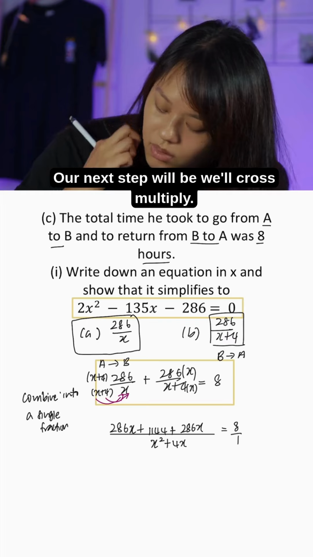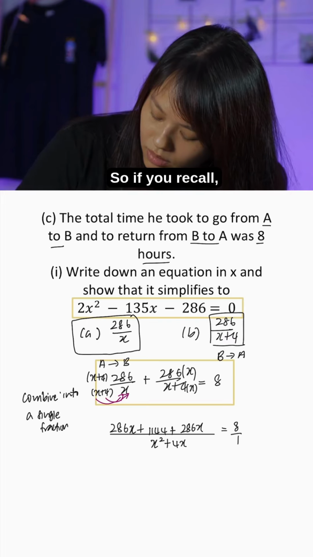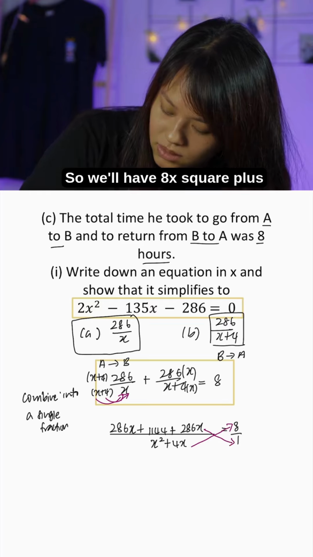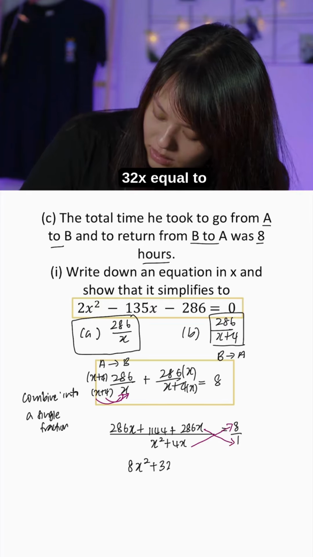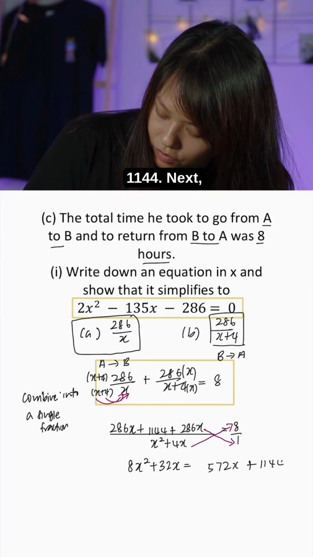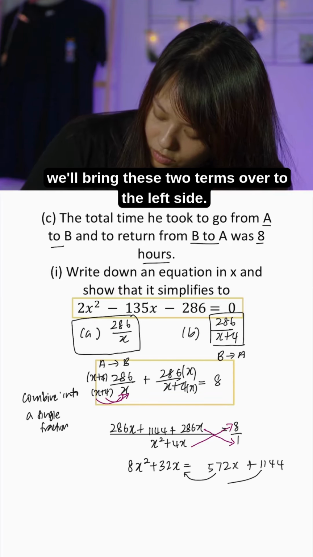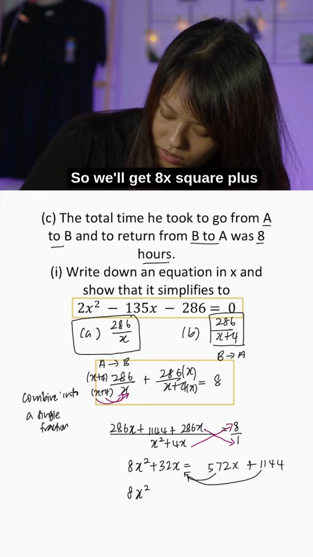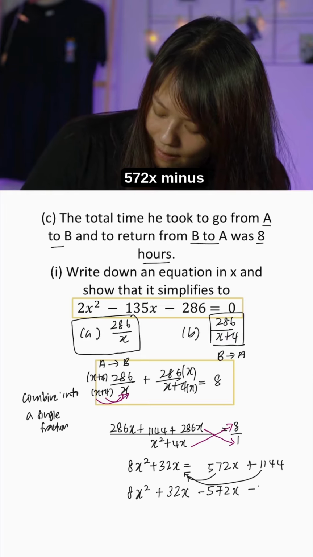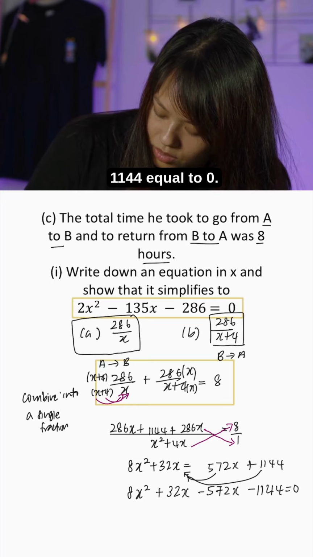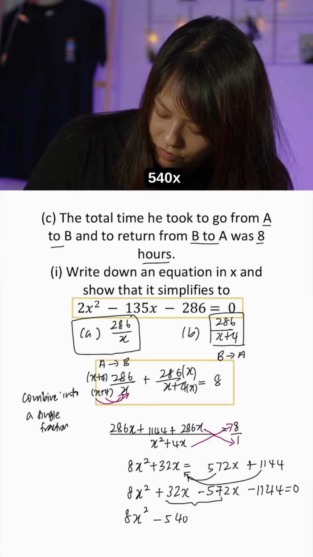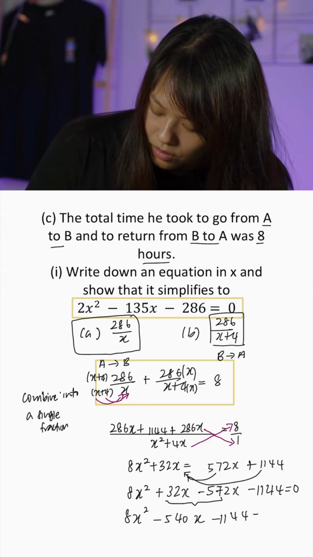Our next step will be to cross multiply. If you recall, cross multiplication is that when you take this times this, it is equal to this times this. So we'll have 8x squared plus 32x equal to 572x plus 1144. Next, we'll bring these two terms over to the left side. So we'll get 8x squared plus 32x minus 572x minus 1144 equal to 0. By combining these two like terms together, we'll get 8x squared minus 540x minus 1144 equal to 0.